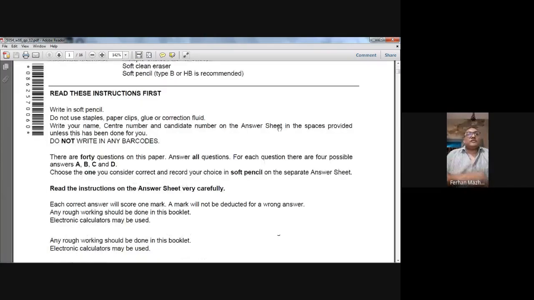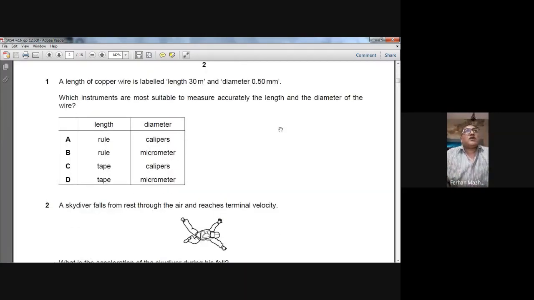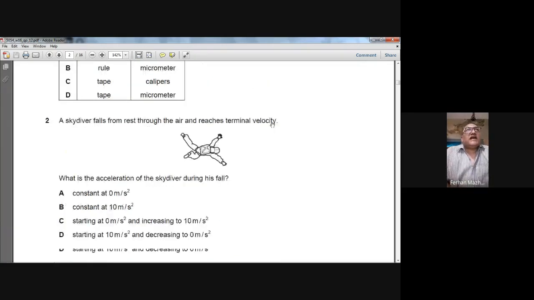So you can see question number 1 is on your screen. A length of copper wire is labeled length 30 meter and diameter 0.50 millimeter. Which instruments are most suitable to measure accurately the length and the diameter of the wire? Because the length is 30 meter, we will use a tape, and because the diameter of wires is always measured with the micrometer. So the choice is D for question number 1.